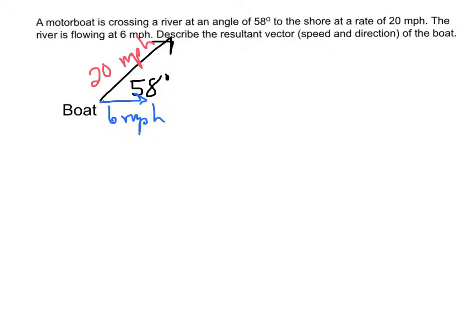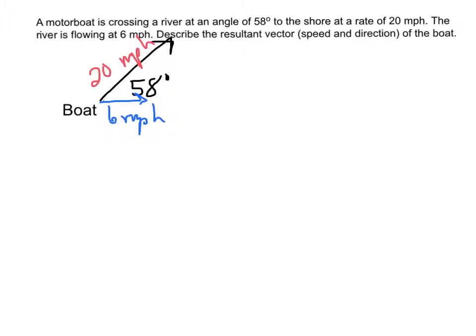So on this problem it says a motorboat is crossing a river at an angle of 58 degrees to the shore at a rate of 20 miles per hour. The river is flowing at 6 miles per hour. Describe the resultant vector speed and direction of the boat. So the picture is drawn for you on your worksheet.